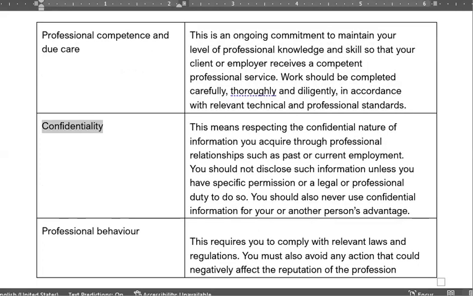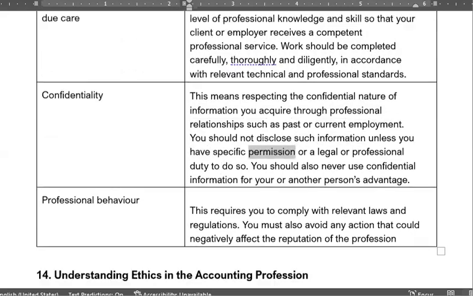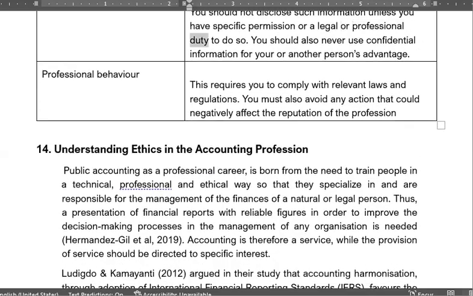Confidentiality. This means respecting the confidential nature of information you acquire through professional relationships such as past or current employment. You should not disclose such information unless you have specific permission or a legal or professional duty to do so. You should also never use confidential information for your or another person's advantage.